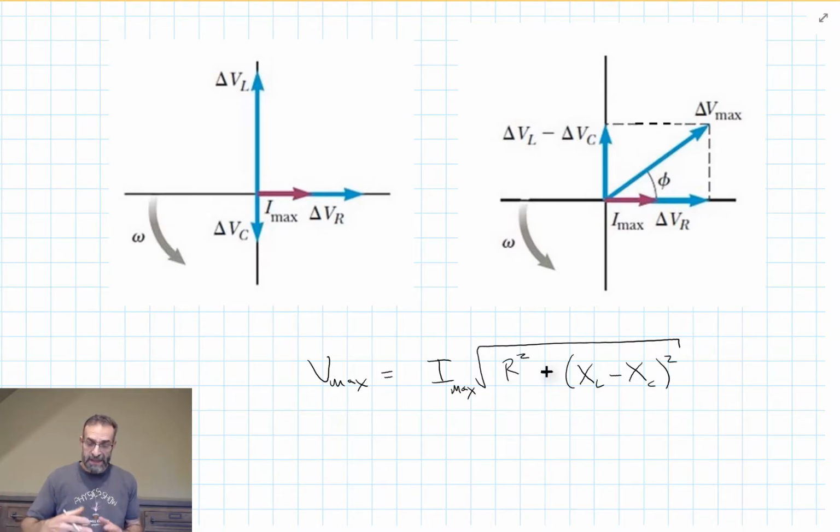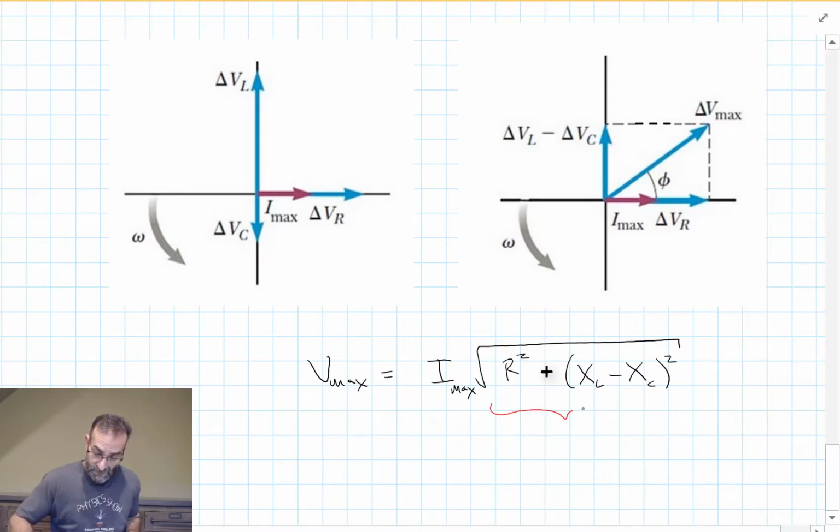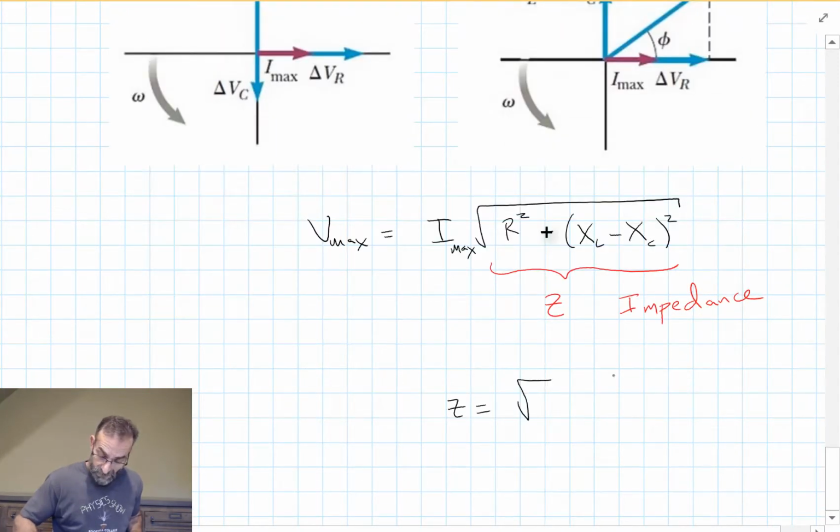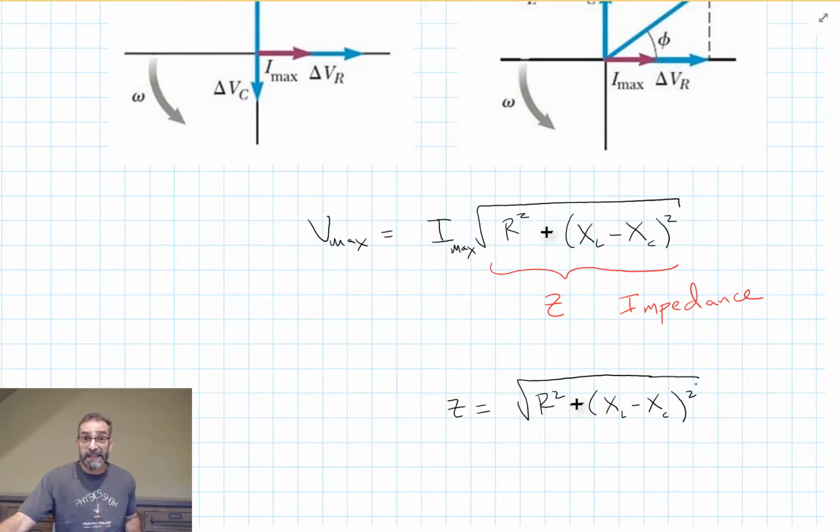And so for this circuit, it's a combination of reactance and resistance. We call it impedance, the impedance of the circuit. It's a combination of the resistance of the resistor and the reactance of the inductor and the capacitor. In our next video, we'll look at solving a simple RLC circuit problem.